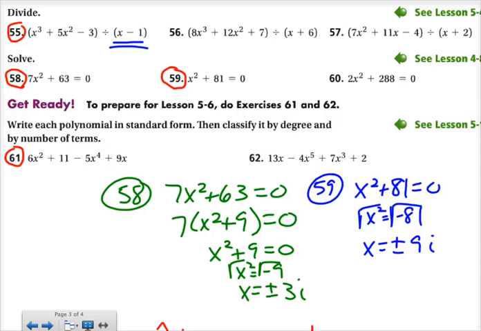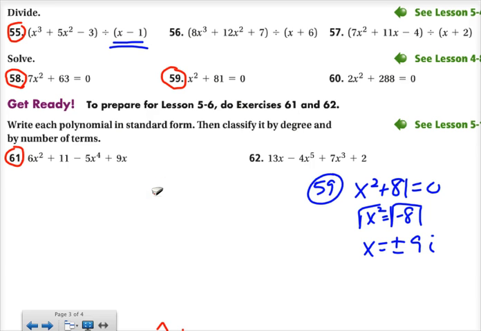Then, in number 61, get a little space here first before I start talking about that one. In number 61, it says, write each polynomial in standard form, then classify it by degree and the number of terms. And we don't want to forget how to do this just because we've started to do more complicated math. So standard form means that we have to have that highest power of the variable in front. So this will be negative 5x to the fourth, and then you just keep working your way down. So I'm looking for an x to the third. I don't have one, but I have 6x squared, I have 9x, and I have 11.